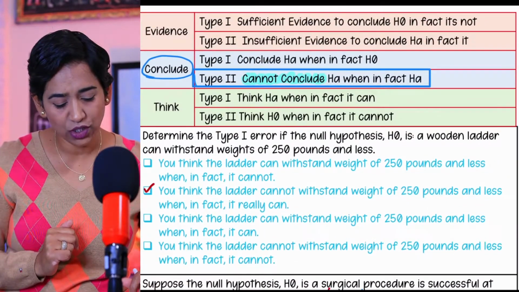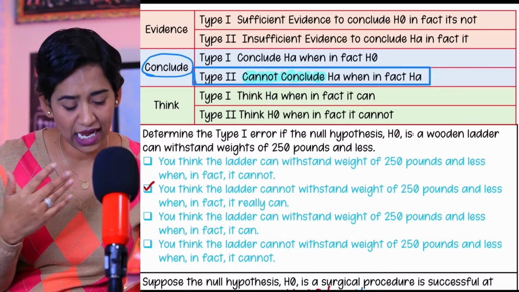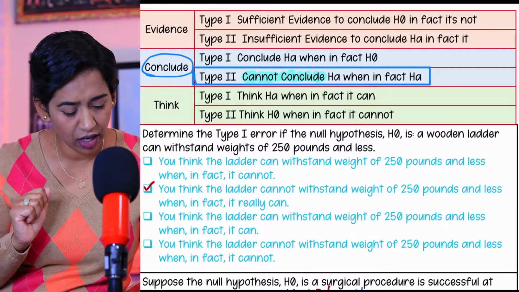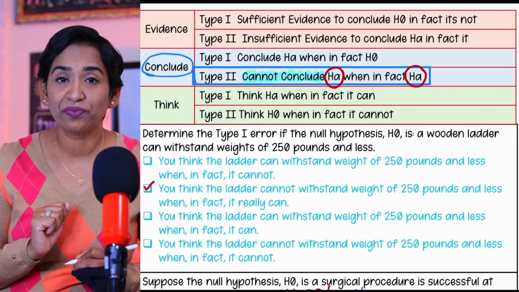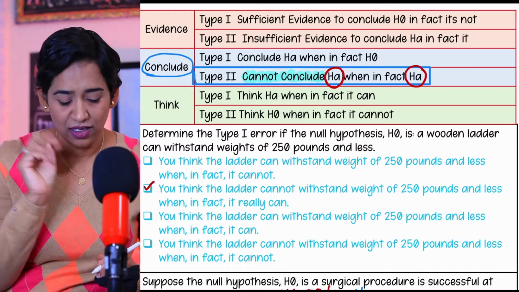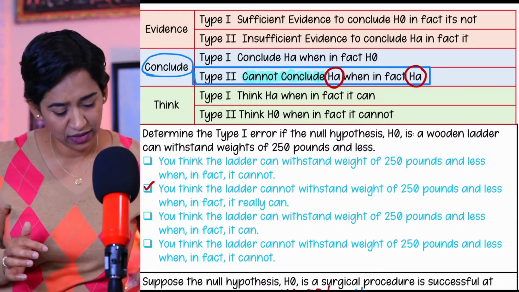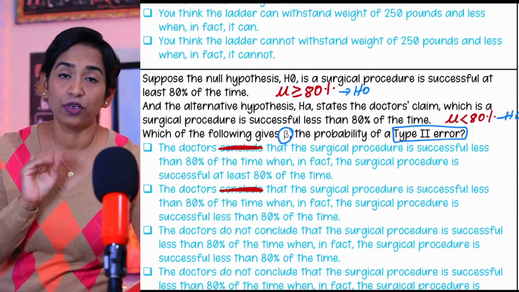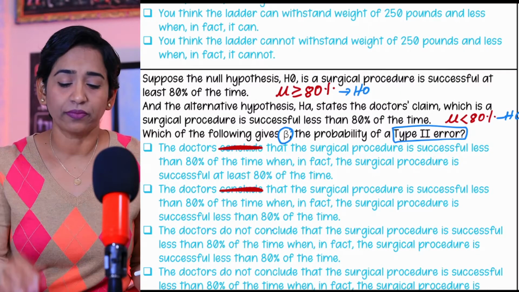I'm going to go back to my table. What does it say? Cannot conclude HA when in fact HA. Look at the trick here. I should have HA repeating itself. I should have two HAs in my option. Cannot conclude is the keyword. HA, HA. So let me go back here. So in fact, what is your type 2 error? Your type 2 error, your H naught is false.